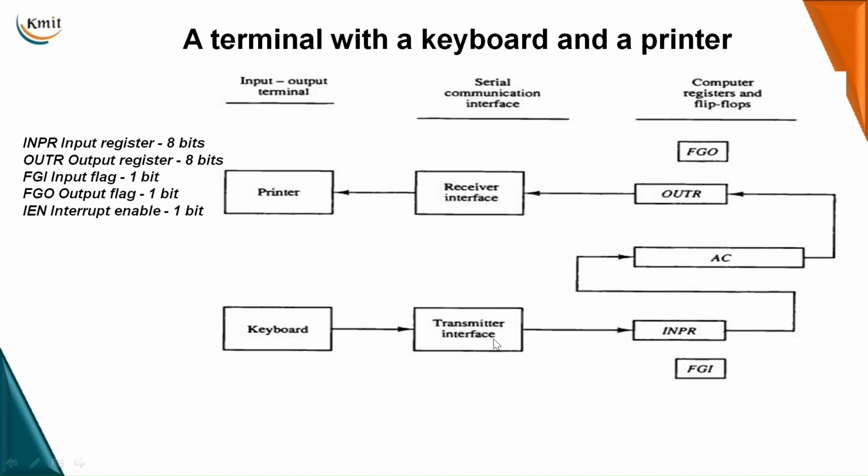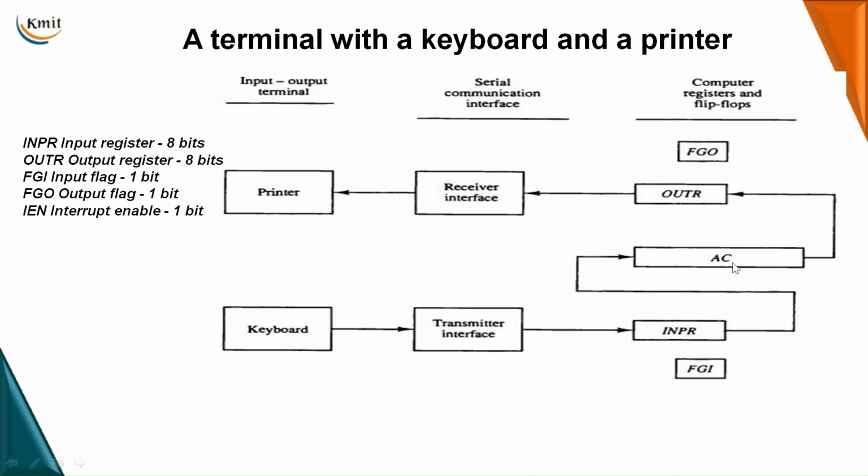And each device has a register connected to it. The transmitter interface has a register called the input register, and the output device has a register called the output register. So whenever the computer wants to take an input from the user through the keyboard, it goes through the transmitter interface into the input register. From the input register, the information is transferred to the computer through the accumulator register.